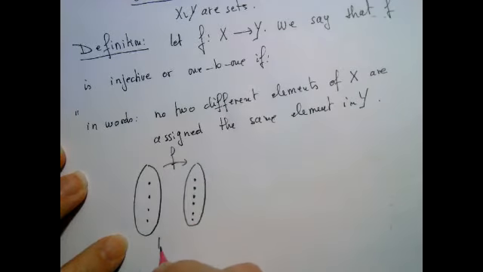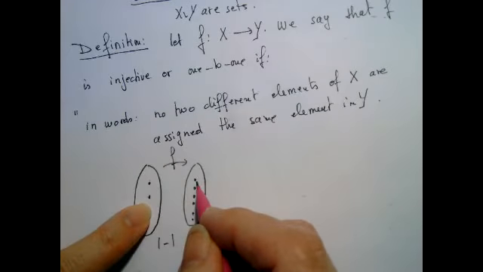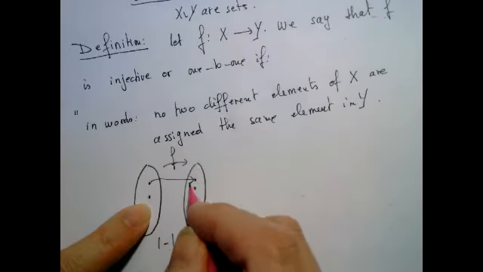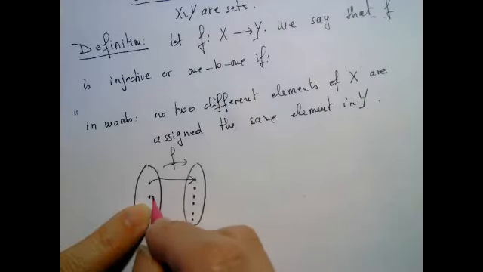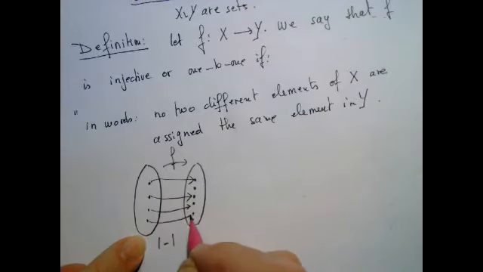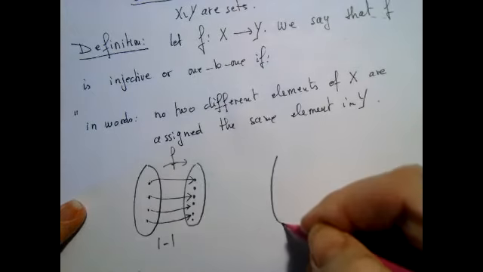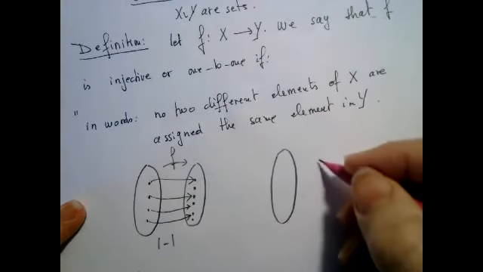So 1-to-1 means, sometimes we write 1-to-1, no two different elements are assigned the same. So if I assign this one to that, this has to be assigned to a totally different element. This will have to be assigned to a totally different, and this one will have to be assigned to a totally different. That's the idea of 1-to-1. Not 1-to-1 means this doesn't occur.